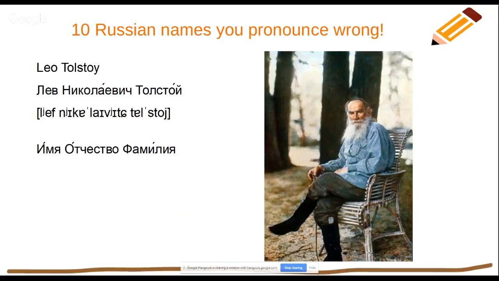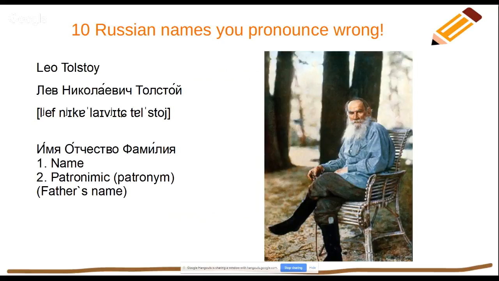And maybe the first thing that you noticed is the fact that there are 3 names here, right? All Russians actually have 3 names. We have имя, which means name. We have отчество. It comes from the old Russian word отче, which means father. In the modern Russian, it's отец. And this stands for patronymic or patronym or father's name.